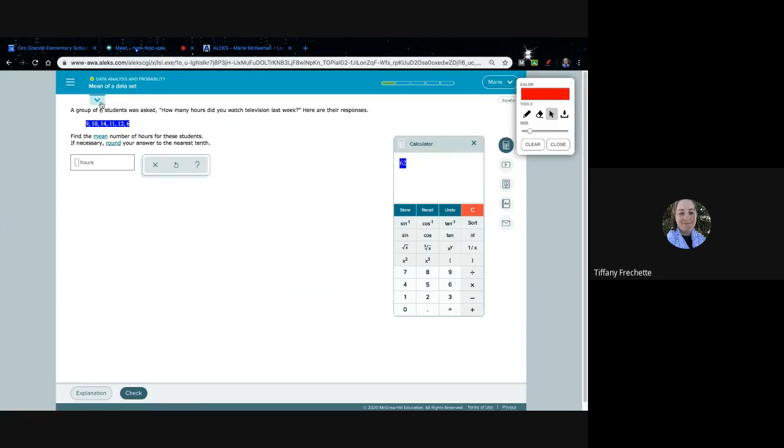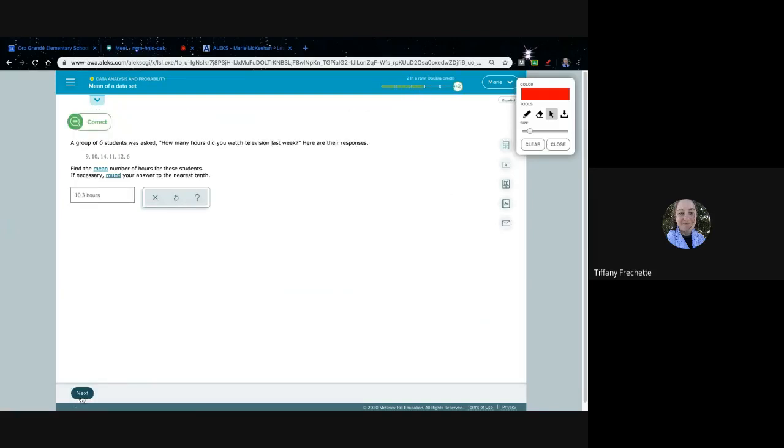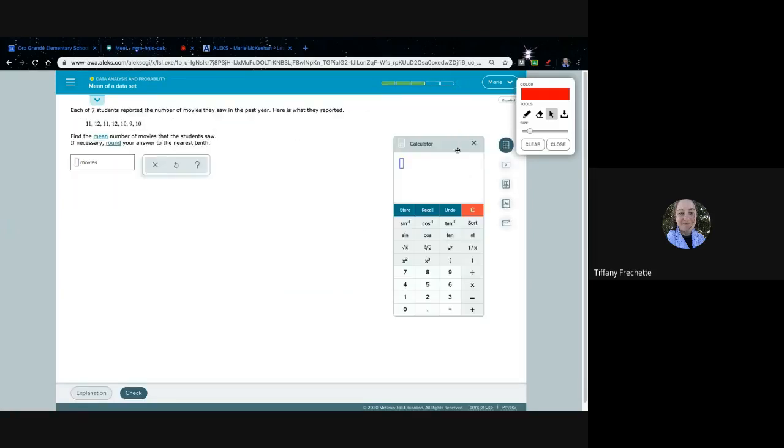Now remember, we have to divide by 6. And that gives us 10.33333. The second 3, that's 4 or smaller, so we're just going to round down to 10.3. Check. Okay. One more here.